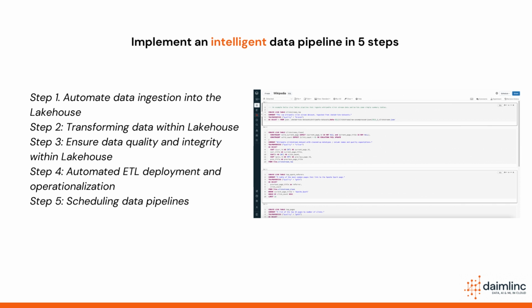Step 1, automating data ingestion into the Lakehouse using Auto Loader, which automatically detects and incrementally processes new files as they arrive and automatically detects changes to the incoming data structure. Step 2, transforming data within the Lakehouse with the power of SQL or Python. Step 3, enabling data quality and integrity checks. Step 4, automated ETL deployment and operationalization by running the pipeline on a highly performant and scalable Apache Spark compatible compute engine. Finally, step 5, giving options to schedule the pipeline according to the use case.